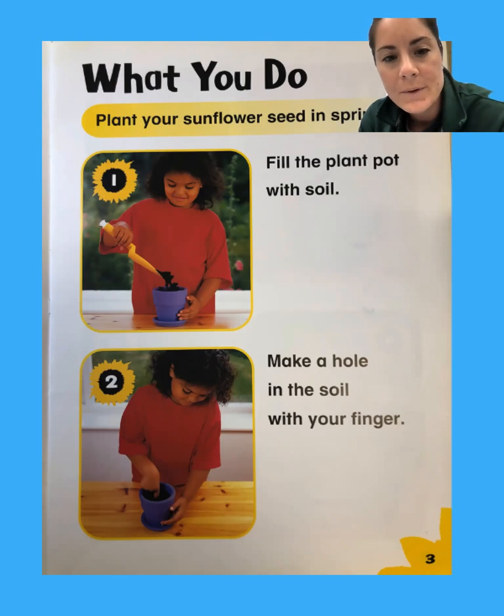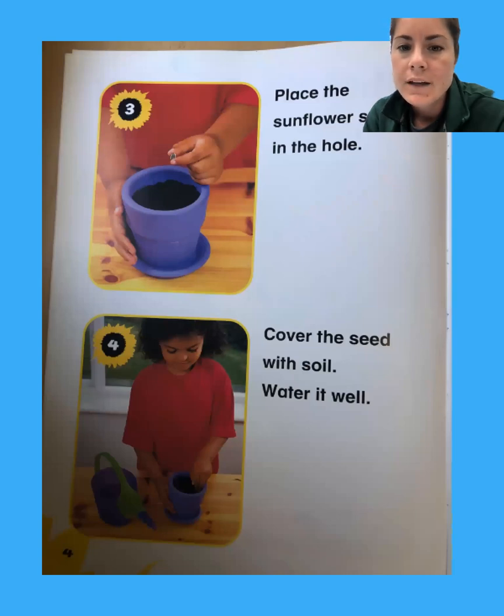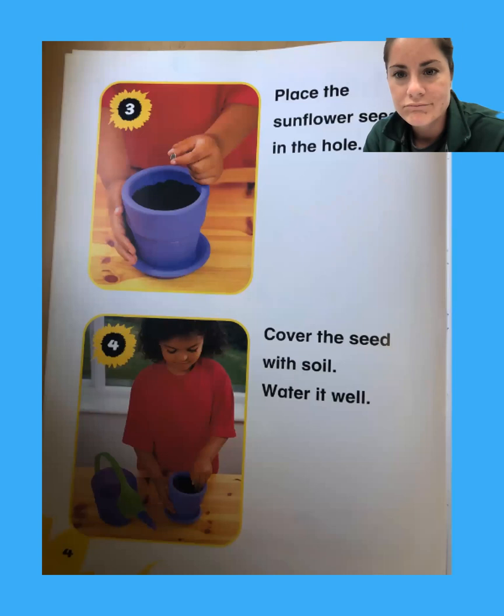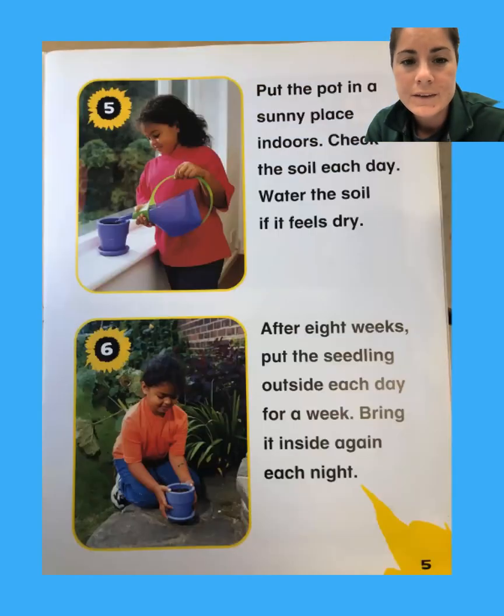Fill the plant pot with soil. So see that 1 right there first. Okay, this is a how-to book. So first, when we have everything we need, fill the plant pot with soil. Got it. Second, make a hole in the soil with your finger. So I guess it would just be a little hole. Got it. Third, place the sunflower seed in the hole. Got it. 4, cover the seed with soil, water it well. Okay, so you have to water it, right? We knew that plants need water to grow.